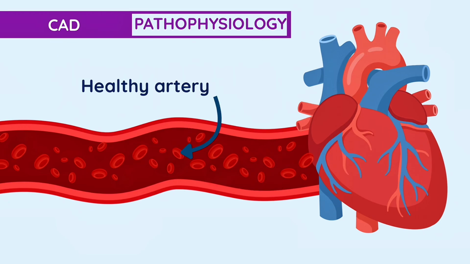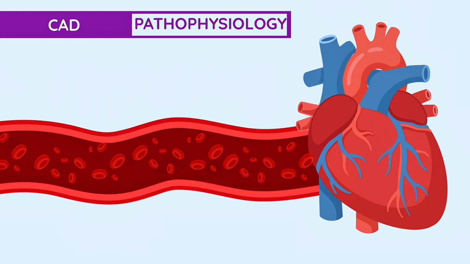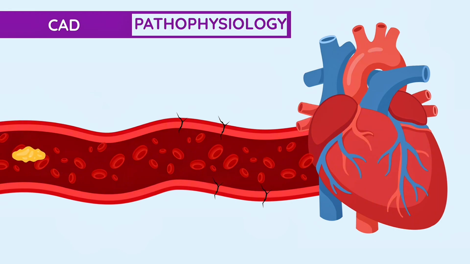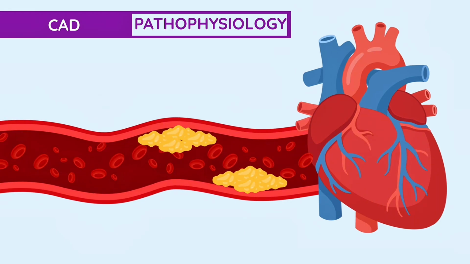How does a healthy artery turn into this? It starts small with damage to the lining of the coronary artery called the endothelium. Once the lining is injured, cholesterol starts sticking to the damaged area. Over time, that buildup hardens into plaque made up of cholesterol and inflammatory cells. As the plaque grows, the artery physically narrows and less blood and oxygen reaches the heart muscles.